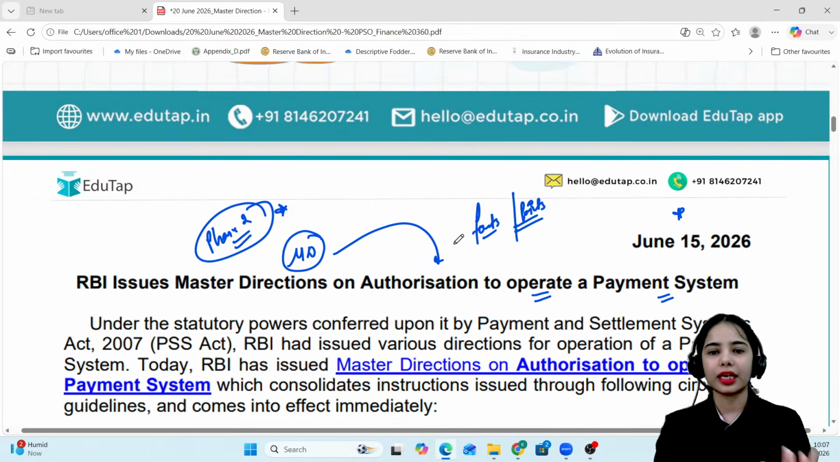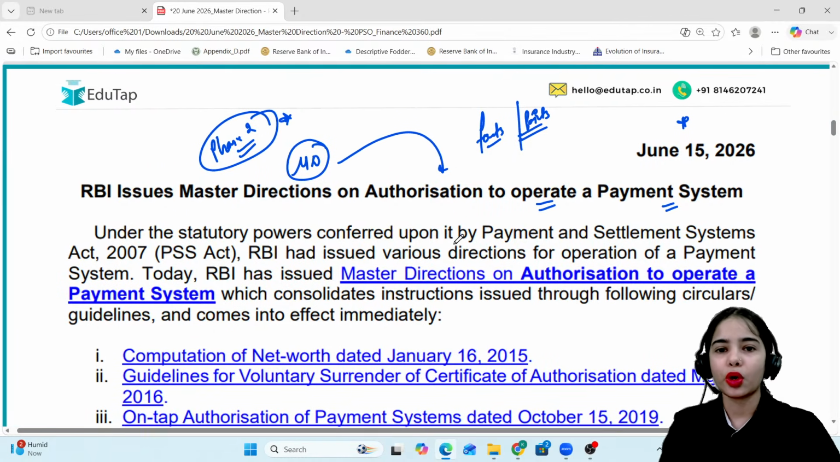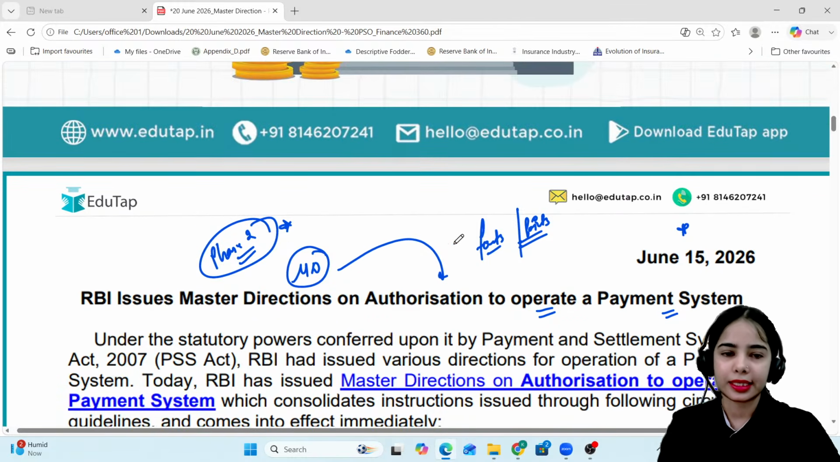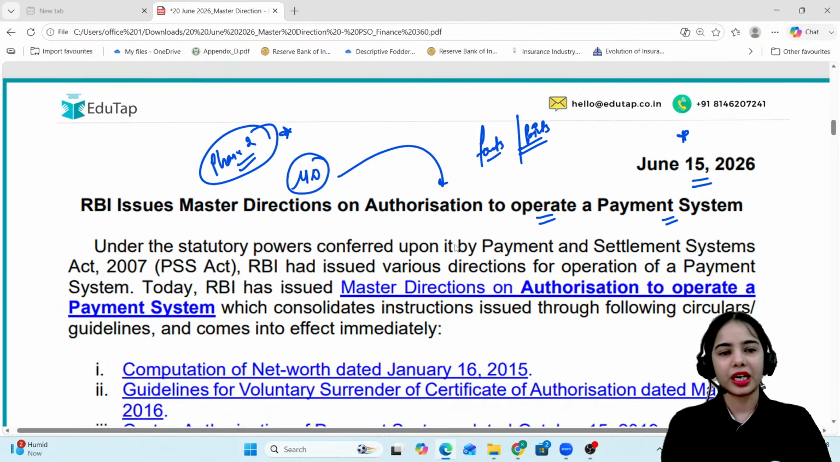This is an article that the RBI has recently released, so this is under the RBI notification section, okay? So RBI has issued the master direction on authorization to operate a payment system. Now this is the direction of the RBI that the RBI has recently released.